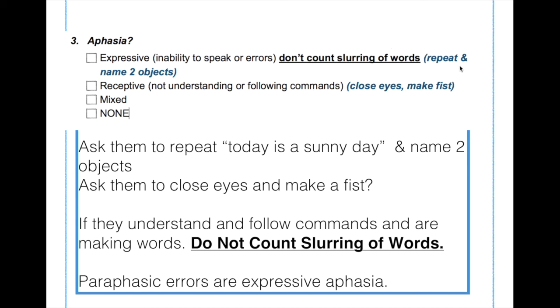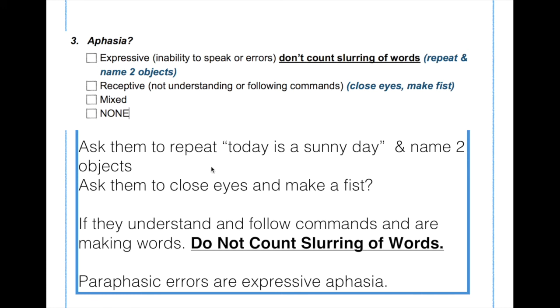So the first thing we do, repeat 2 objects. I usually use my watch and a pen. Then I have you follow 2 commands. Close your eyes and make a fist. And then I have you repeat something, okay? Today is a sunny day. If you can't do any of these, then I mark which one it is and say you're positive for aphasia.